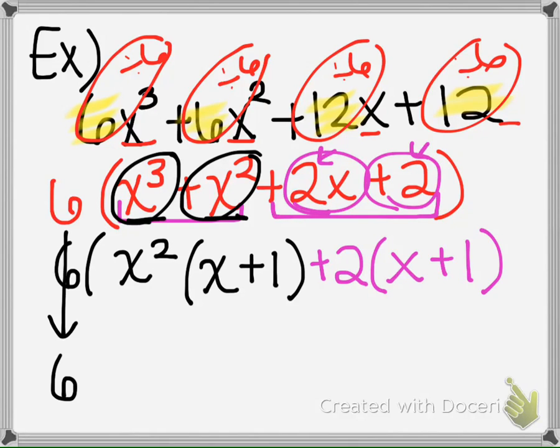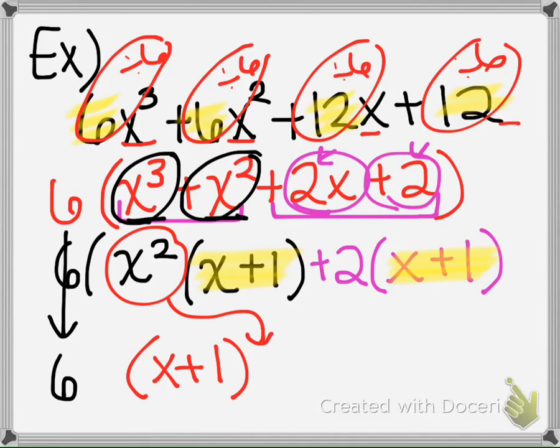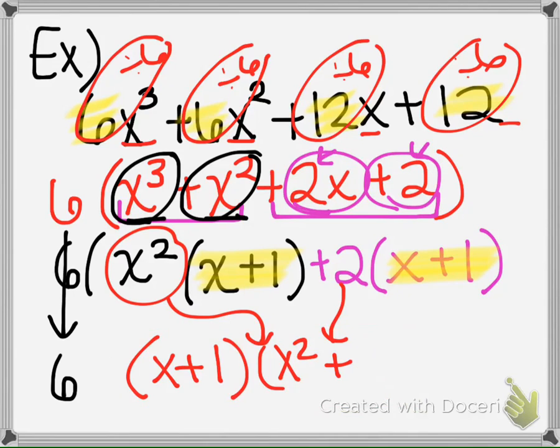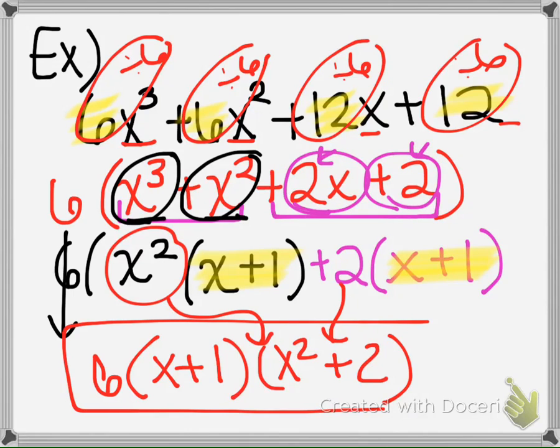So if we did this correctly, these should end up being the same thing. And when they are, we're going to factor it out, and then put this and this together. And that would be our factored form. Let's go ahead and move this 6 so it's closer. This would be our factored form.